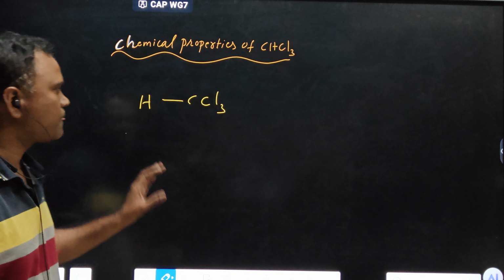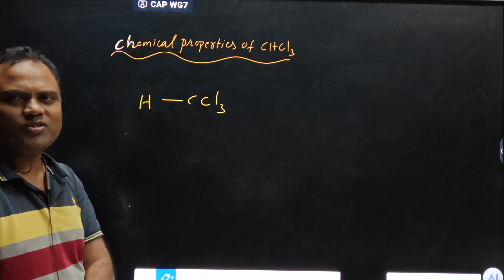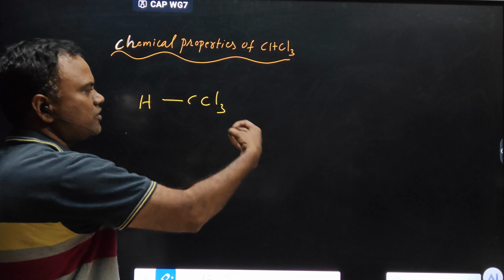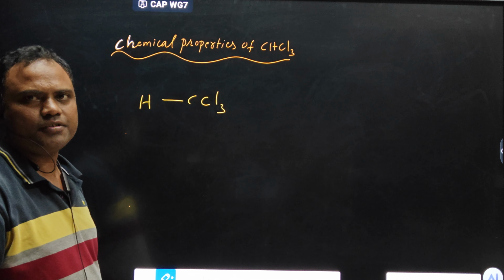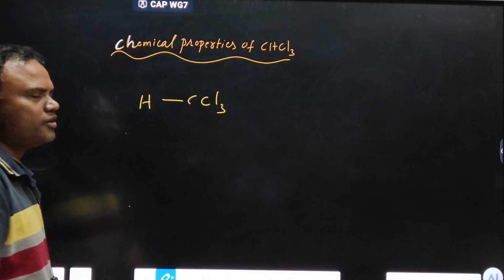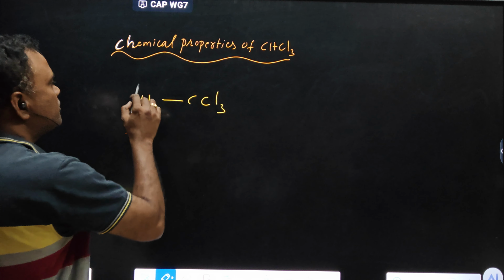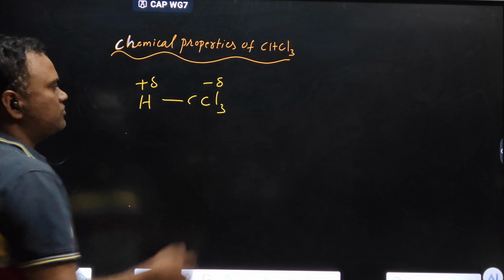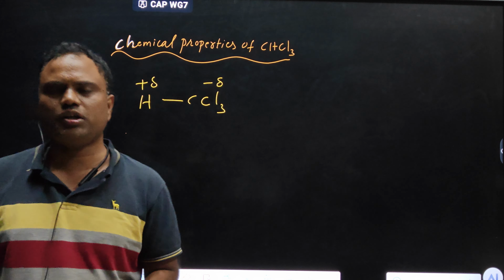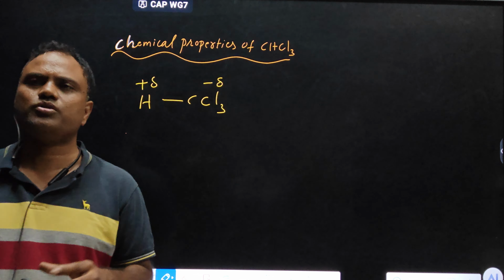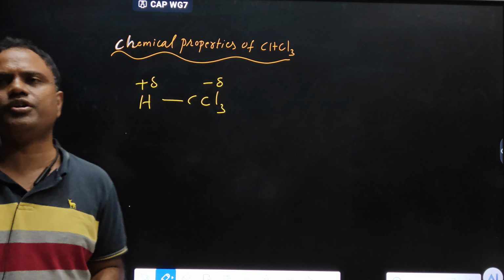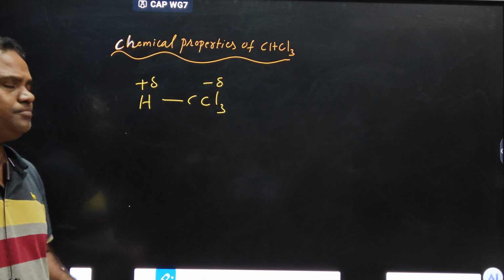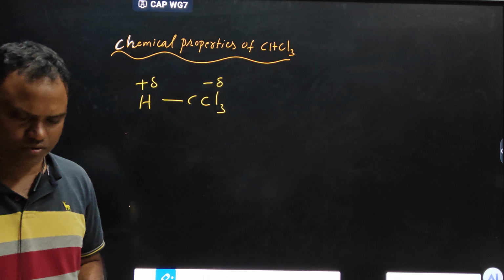Chlorine is more electronegative. All the chlorines try to withdraw electrons from the carbon, and the carbon tries to withdraw electrons from the hydrogen. So hydrogen will get positive, and the CCl3 part will get negative. You have to imagine this. In chloroform, imagine two units, one positive unit and one negative unit. Negative unit means CCl3 negative. Positive unit is hydrogen, H positive.